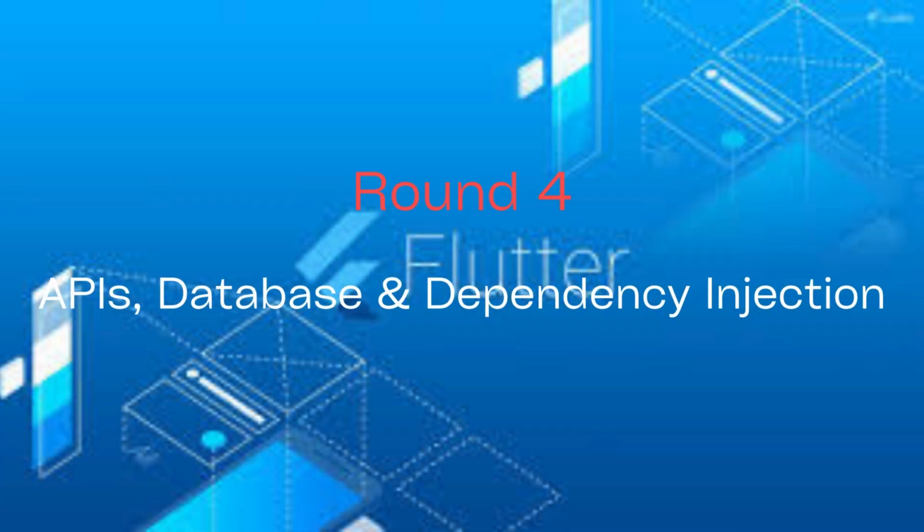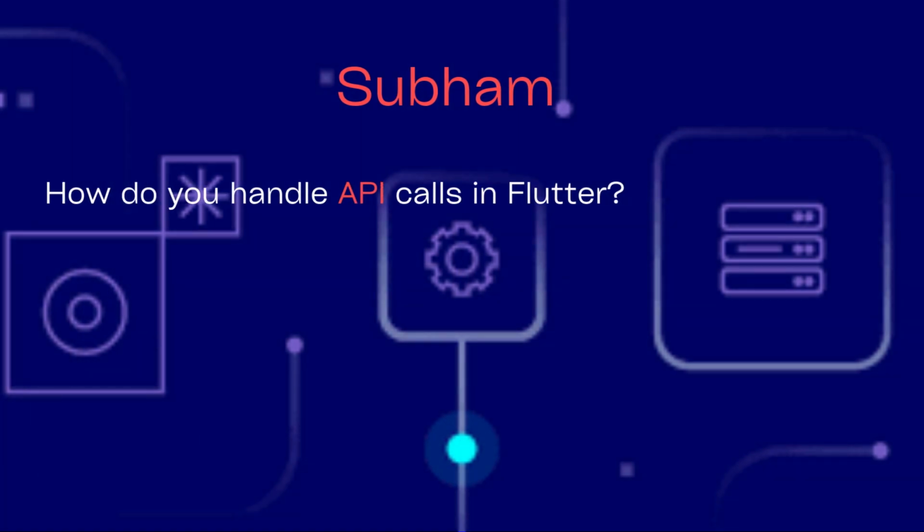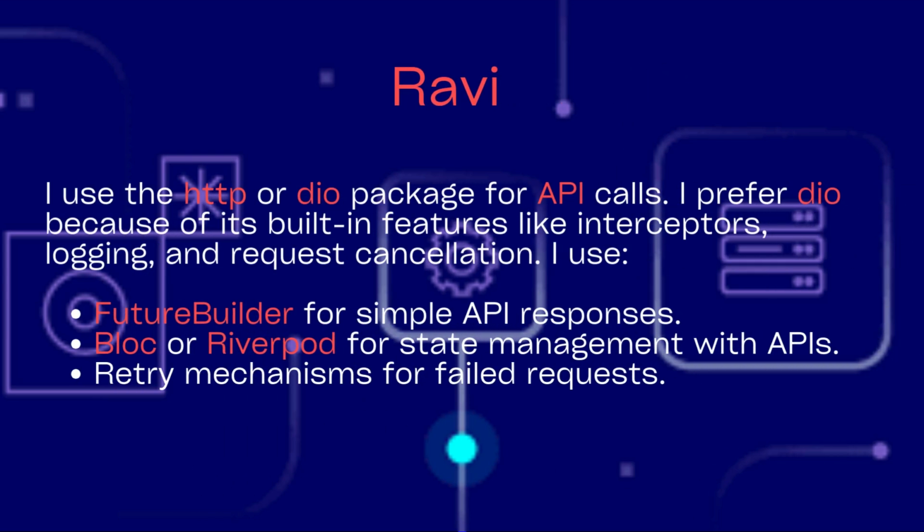Round 4. APIs, database and dependency injection. Subham: How do you handle API calls in Flutter? Ravi: I use the http or Dio package for API calls. I prefer Dio because of its built-in features like interceptors, logging, and request cancellation. I use FutureBuilder for simple API responses, Bloc or Riverpod for state management with APIs, and retry mechanisms for failed requests.